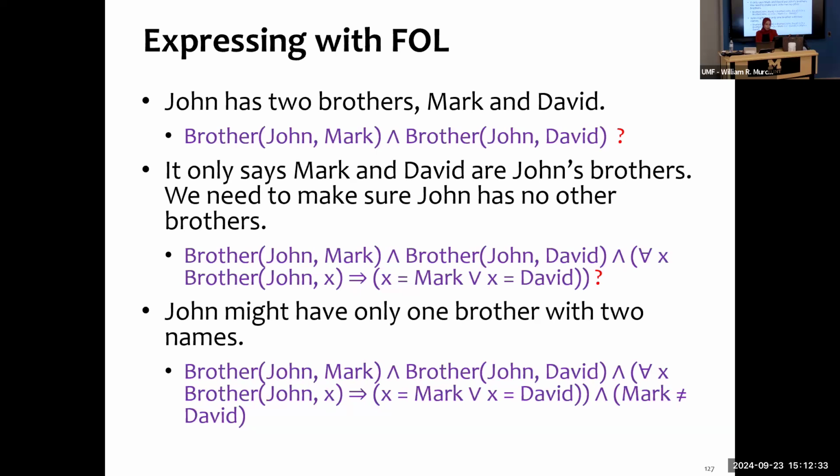So the first part is done, the second part is done, and for the third part we have: for all x, brother(John, x), then x is only Mark or David. The implication is in between these two relationships. And the last one: John might have only one brother with two names. So x is the name.